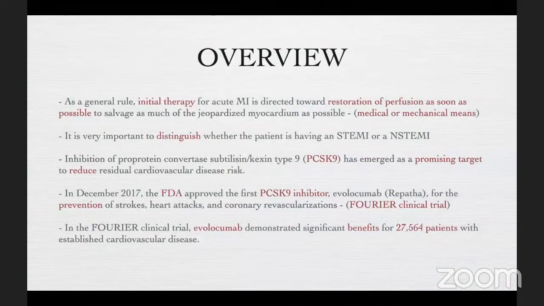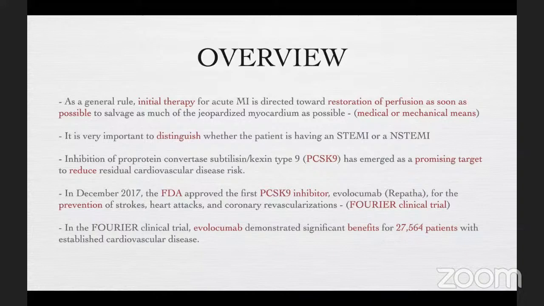Okay, management. The first goal for healthcare professionals in management of acute MI is to diagnose the condition in a very rapid manner. As a general rule, initial therapy for acute MI is directed toward restoration of perfusion as soon as possible to salvage as much of the jeopardized myocardium as possible. This may be accomplished through medical or mechanical means such as PCI or coronary artery bypass grafting surgery.